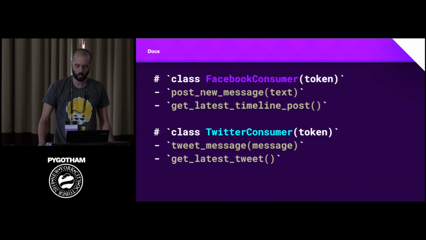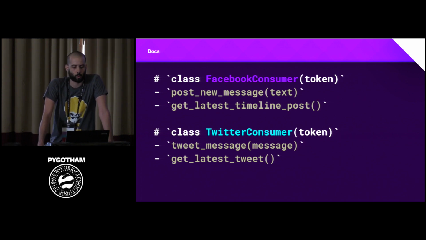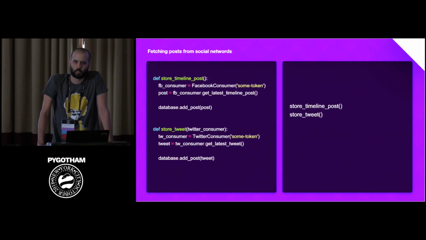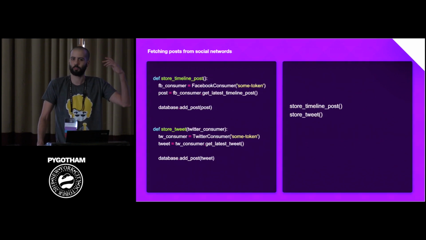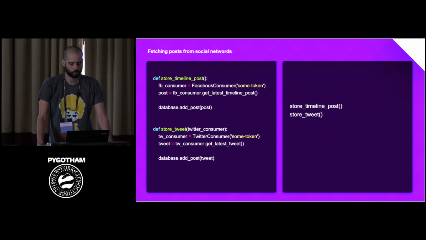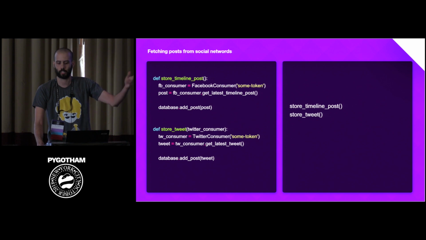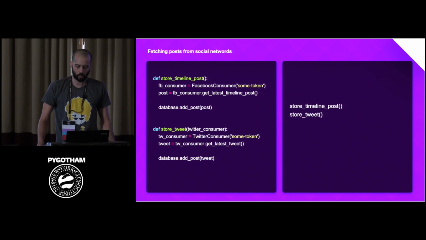So there's the Facebook consumer and the Twitter consumer. Facebook consumer has a post new message method and a get latest timeline post method. The Twitter consumer has a tweet message and a get latest tweet. And the problem we are trying to tackle is that we want to get the latest post in each of those social networks and save it in a database. So this is a pretty straightforward way to solve it. There are two functions, and each of them calls the expected consumer library, and done.